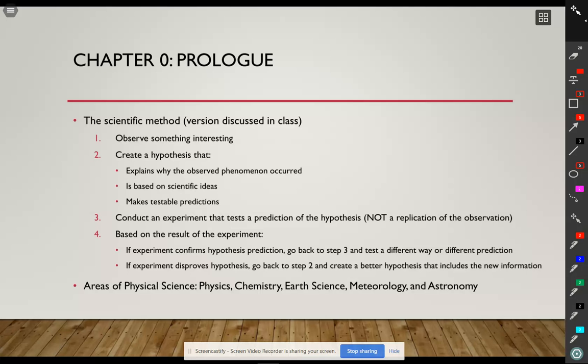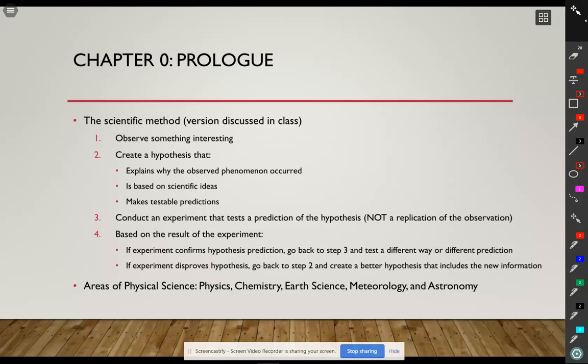And then finally, if the hypothesis prediction is correct, then you go back and you test differently. If the hypothesis prediction is incorrect, then you go back and you change the hypothesis. So you're going to have to regurgitate this list. So you have the 2 options here in step 4, the 3 pieces in step 2.